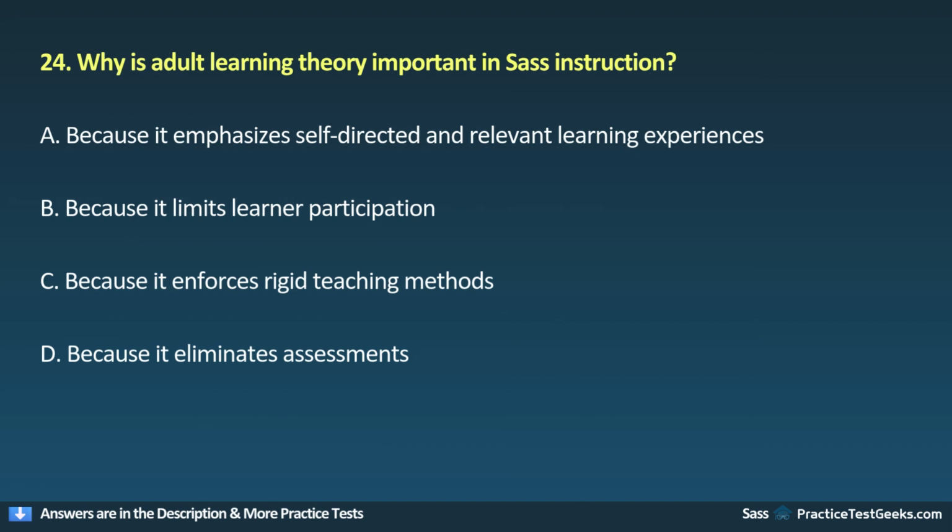24. Why is adult learning theory important in SASS instruction? A. Because it emphasizes self-directed and relevant learning experiences. B. Because it limits learner participation. C. Because it enforces rigid teaching methods. D. Because it eliminates assessments.